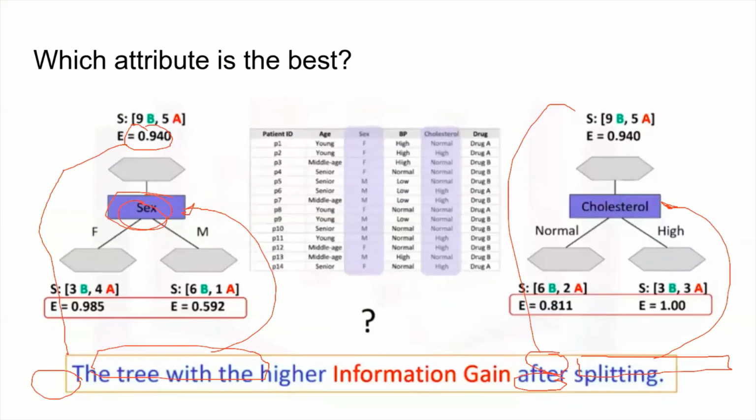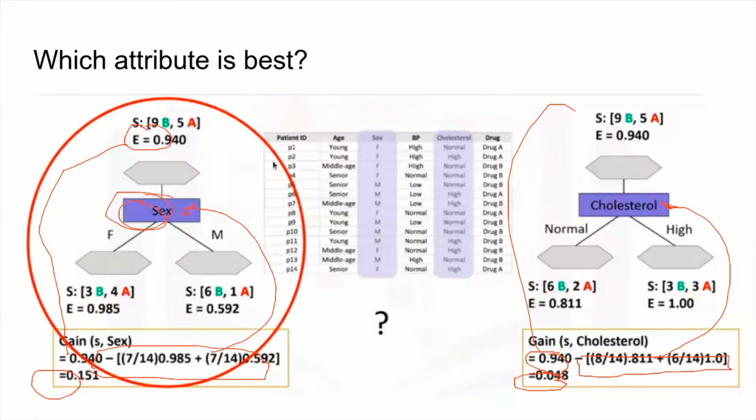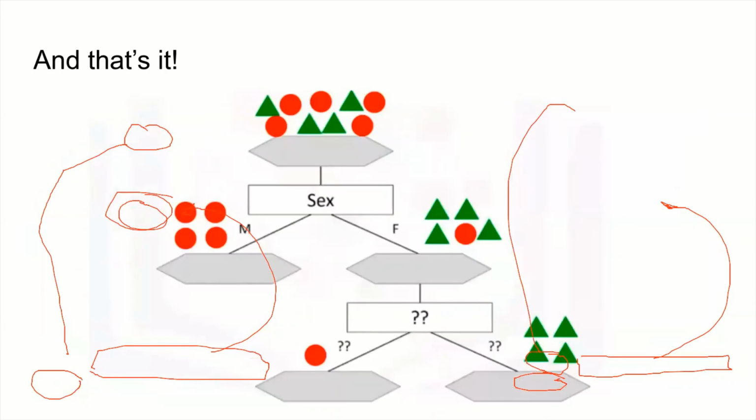And that's it. So in this scenario, we will choose the sex feature because that's the one that gives us the highest information gain out of these two. Now you can repeat this process with age and with blood pressure, and you pick the one that gives you the highest information gain, and that will be the root.